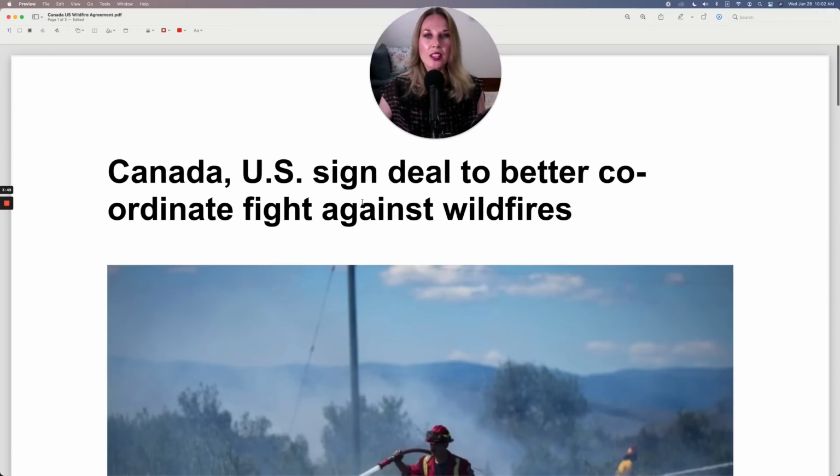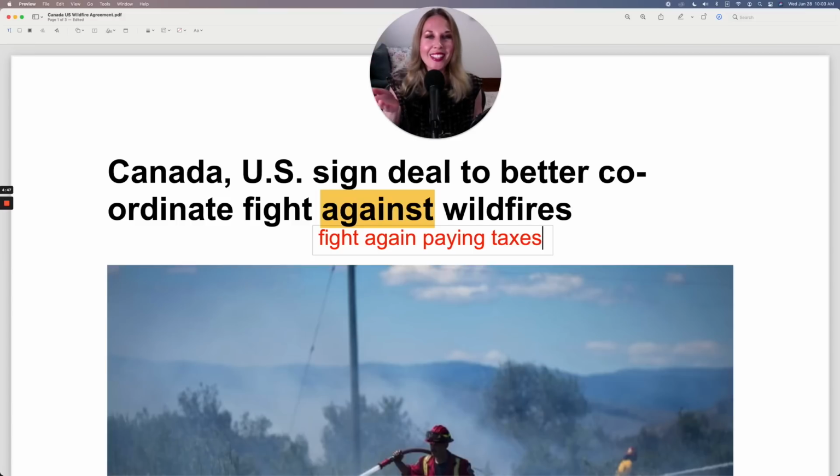Wildfires. Let's take a look here at this preposition, against. Just take note that you fight against something. In this case, wildfires is a noun. You can also have a verb after against. And because against is a preposition, that verb would be in the gerund form, the ing form. For example, fight against paying taxes. Let's say you want to fight against paying taxes, not against pay taxes. So here you have the ing, the gerund verb.